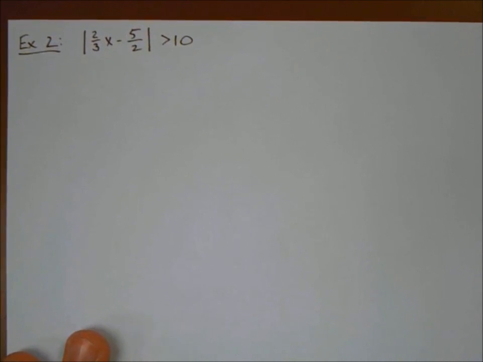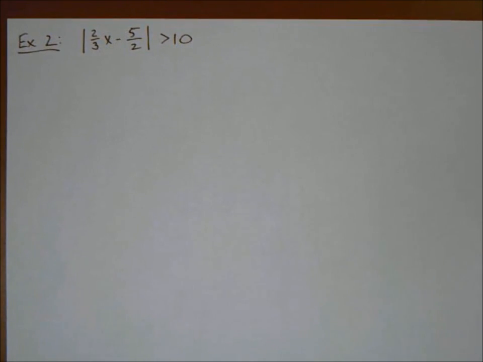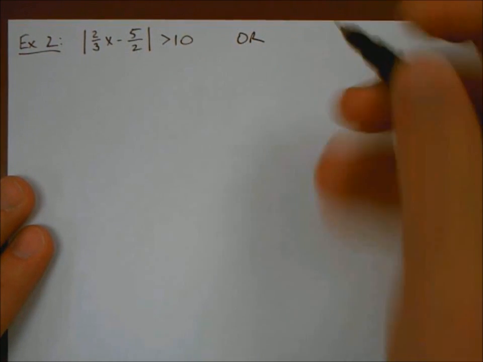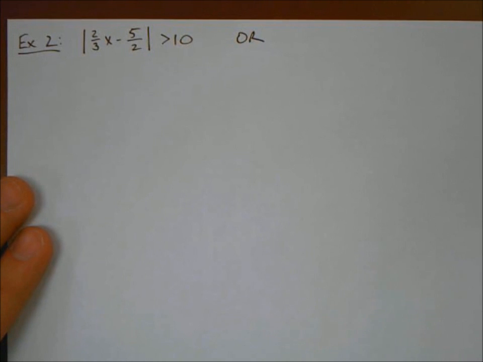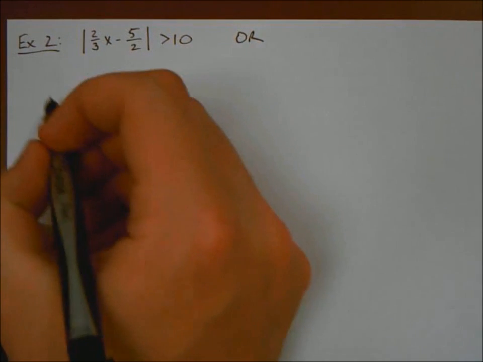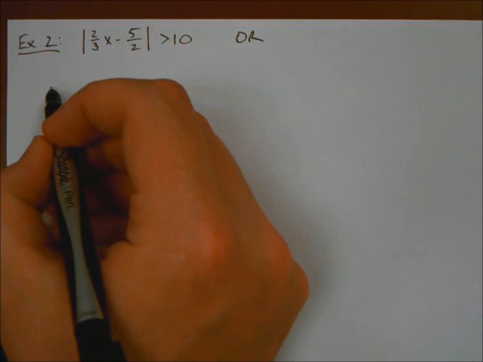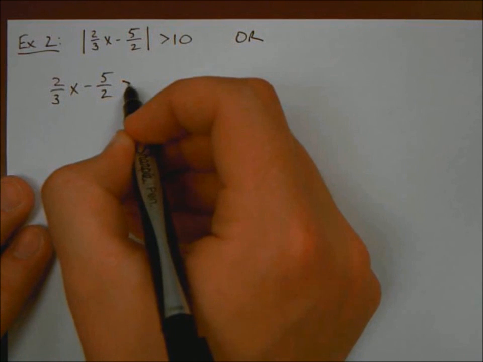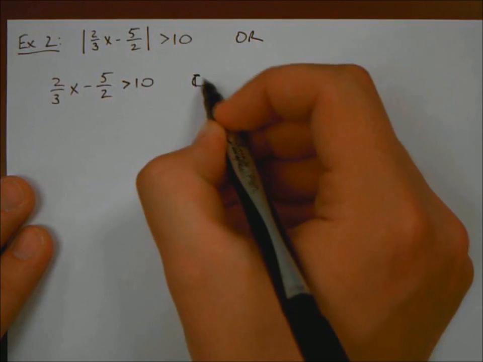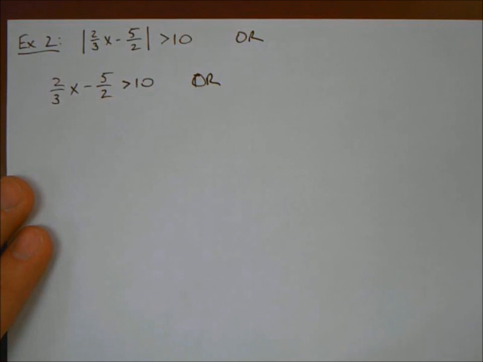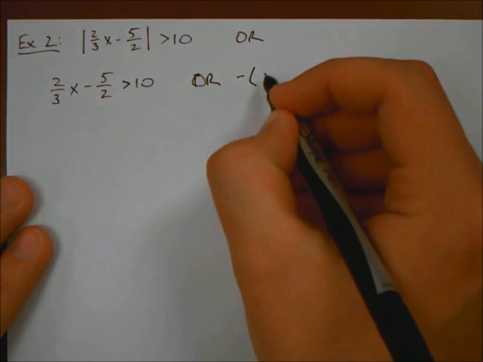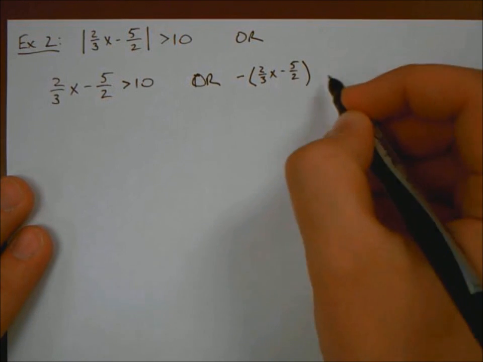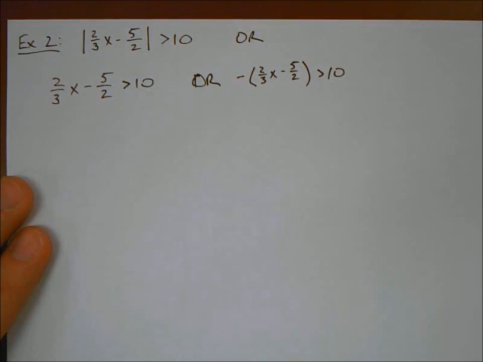2/3 x minus 5 over 2 is greater than 10. This is a greater than sign, which means I know this is going to be an or. The ors look just like absolute value equations. One is just like this without the absolute value: 2/3 x minus 5 over 2 is greater than 10, or the negative possibility: negative 2/3 x minus 5 over 2 is greater than 10. So those are our two different possibilities.